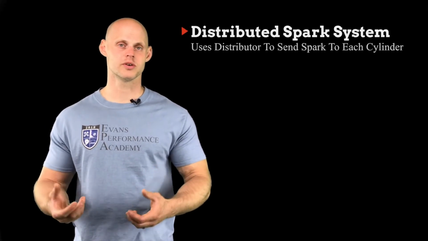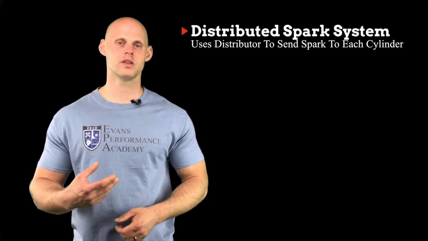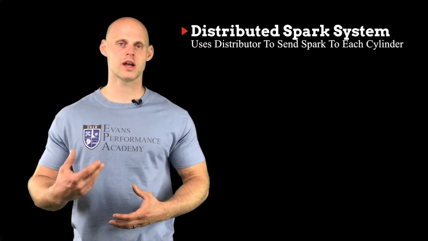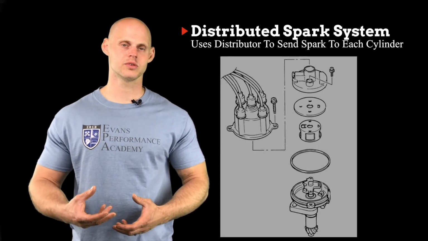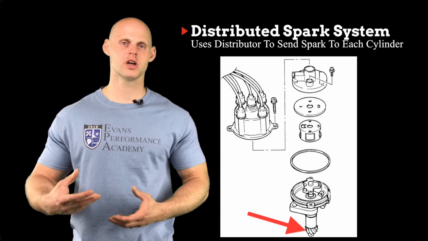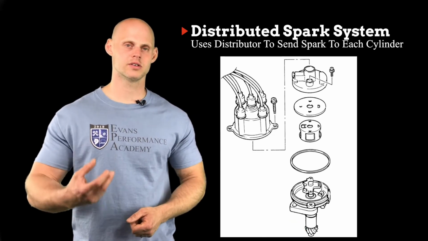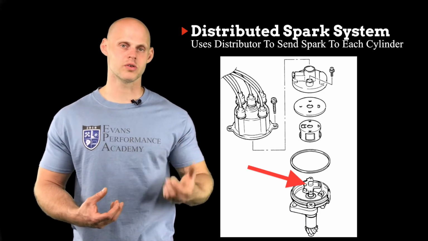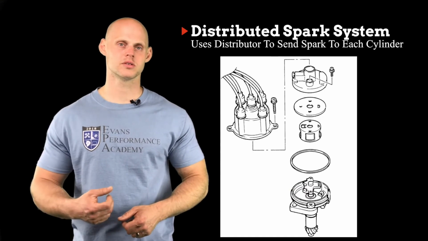Now, in a distributed spark system, we're going to have a distributor. The distributor is going to be connected to our engine, typically on the camshaft, and it's going to spin in relation to our engine. So we're going to have a gear mechanism that meshes or attaches itself to the engine to spin with the engine rotation, and that gear is going to attach to a shaft on the distributor, and that shaft is going to connect to a rotor. Now the rotor is going to spin as the engine spins.